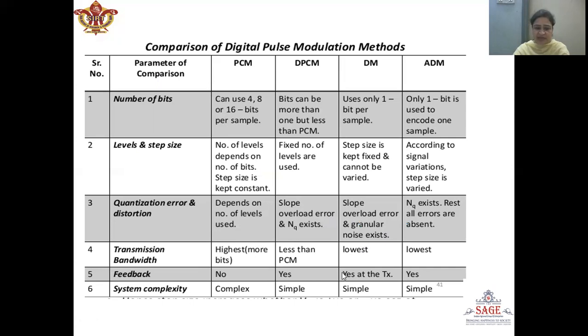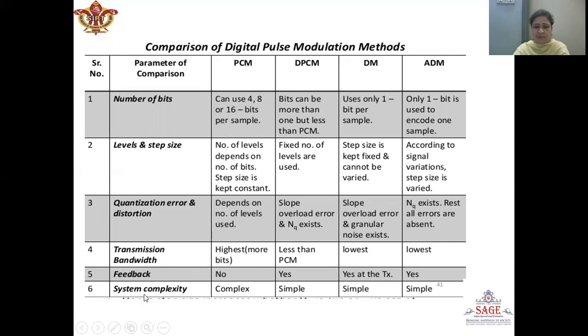Transmission bandwidth is highest in PCM. DPCM has lesser bandwidth than PCM. Delta modulation has the lowest because only 1 bit is transmitted, and ADM also has the lowest bandwidth because it transmits a single bit. Now in PCM, there is no feedback. In DPCM, delta modulation, and ADM, there is a feedback circuit.